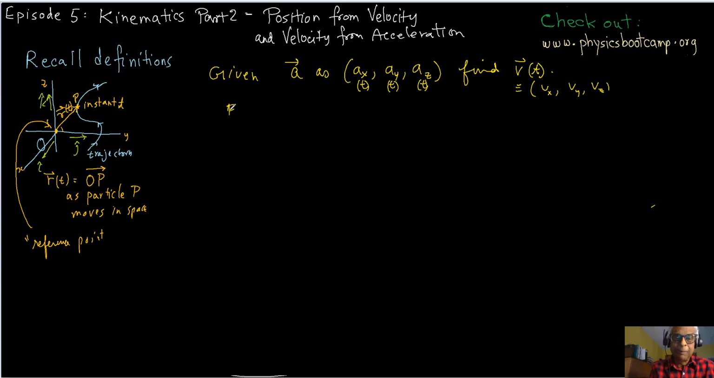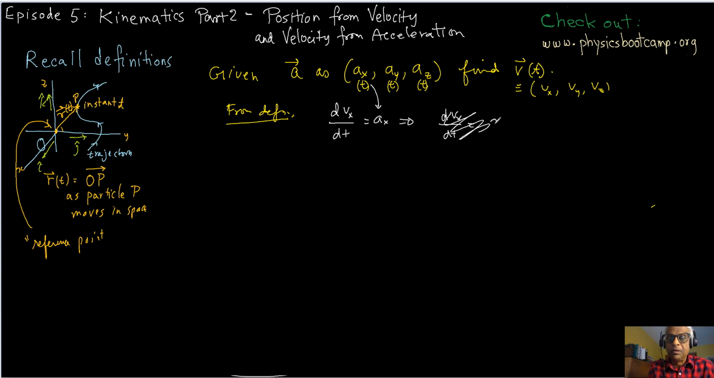So from the definition, we have dvx dt is ax. So we're going to plug that in here. That's going to give me dvx dt is equal to ax, and then I'm going to multiply both sides by dt. So that just gives me dvx is going to be ax, which is a function of time, could be constant, could be a function of time, times dt. And so you can see this should be true.